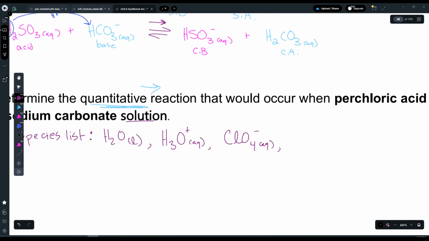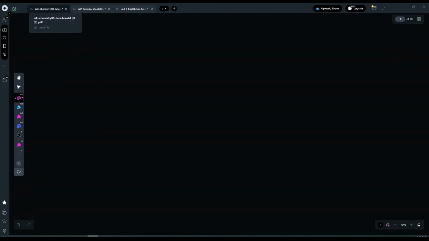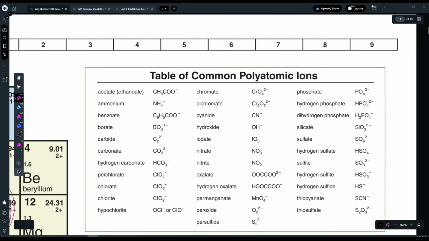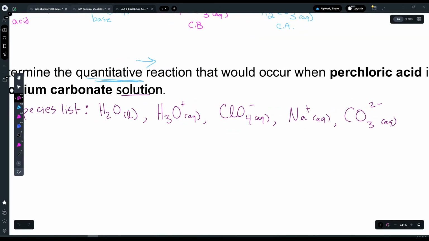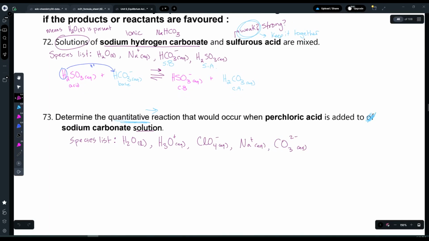So it's going to break apart into its cation, sodium, and its anion, which is carbonate. And carbonate has a 2- charge on it. And how you can double check that is you can go to your list of polyatomic ions and you can find carbonate and it has a 2- charge on it. Okay, so that's our species list done.